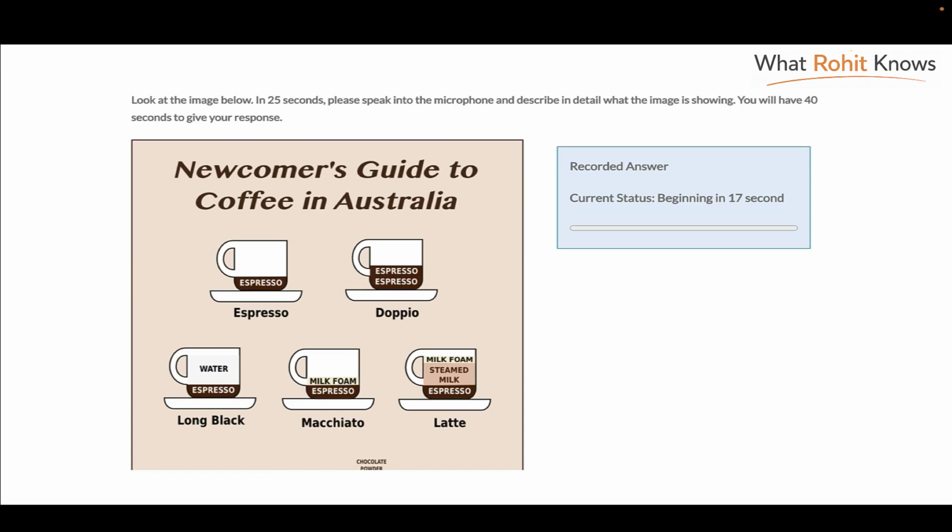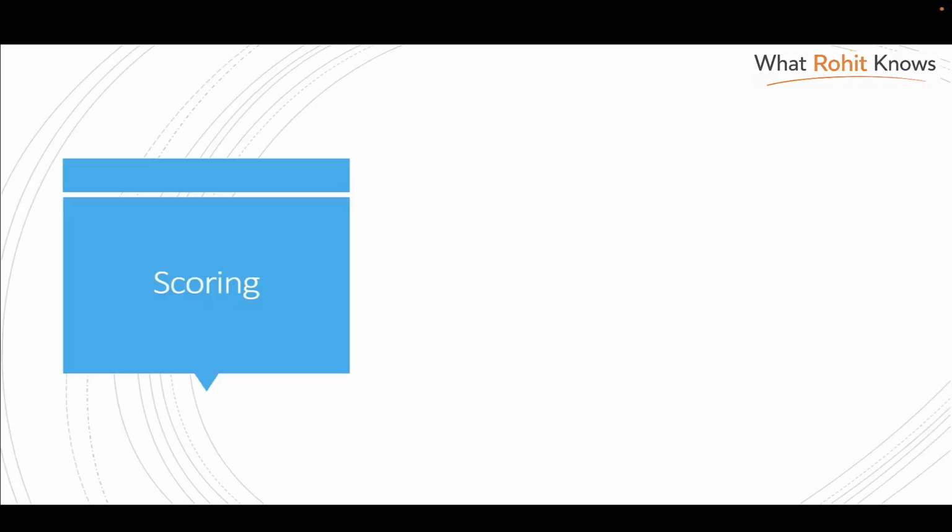And the goal essentially is to understand that information that has been put in the visual format in front of you and to find what's the most relevant, what's the key information that the graphic is trying to convey, and then express that in the form of a spoken response. How does the scoring work for describe image?